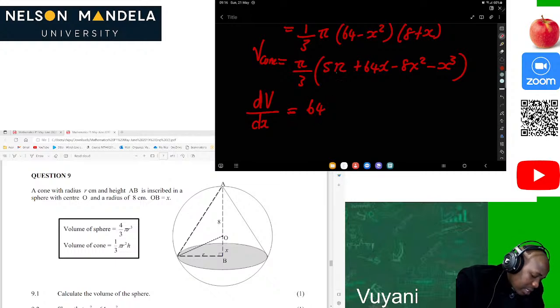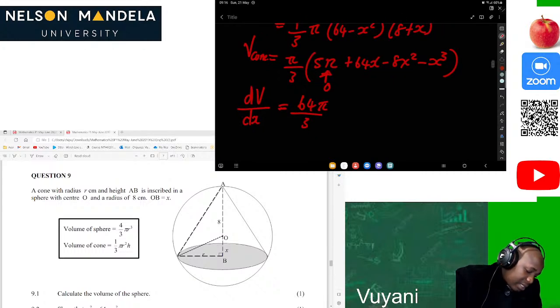64. Of course, this is a constant, and the derivative of a constant is 0. So the derivative of 64x will be 64 divided by 3, of course. So 64 pi over 3. Then for negative 8x squared, that should be negative 16x, divided by 3. So we also put that pi here.